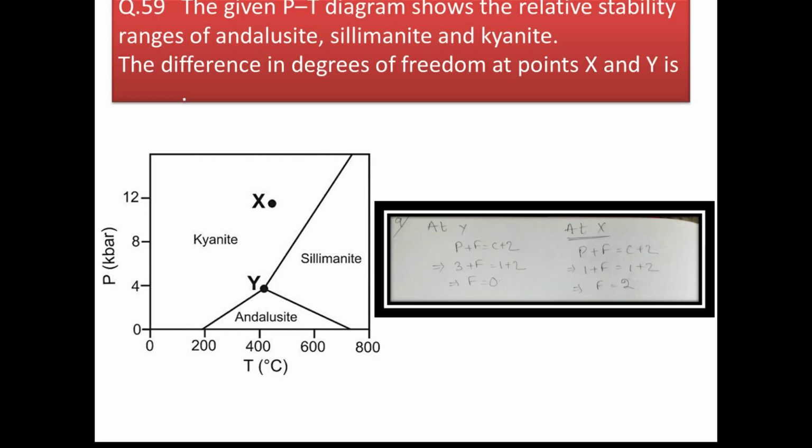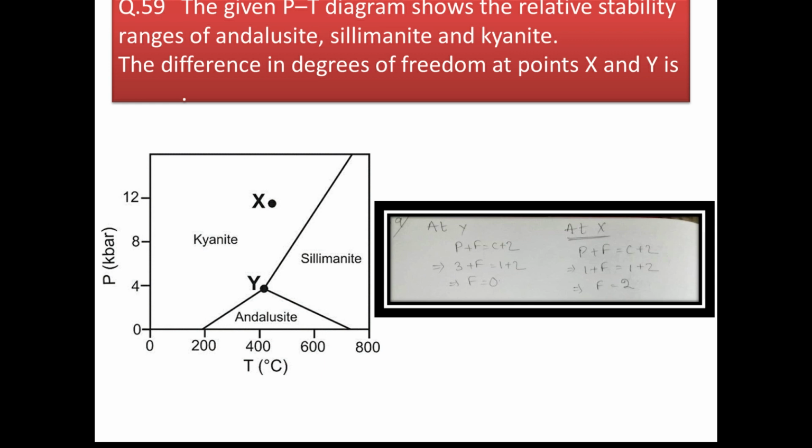Okay. Next question. The given PT diagram shows the relative stability ranges of andalusite, sillimanite and kyanite. Then the difference in degree of freedom at point X and Y is. Now see, at Y, P plus F equals C plus 2, and there are 3 phases, so P equals 3, and because it is an Al2SiO5 polymorph diagram, the component is 1. Okay. And if we put the values of P and C in the equation, then you will get the value of degree of freedom is 0. And similarly at X, we have only one phase, that is kyanite, and the component here is also 1. And if you put these values in the equation, then you will get that the degree of freedom is 2.